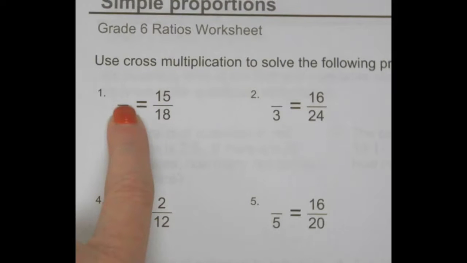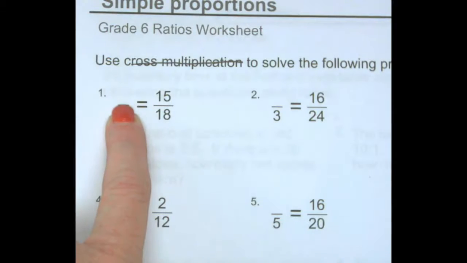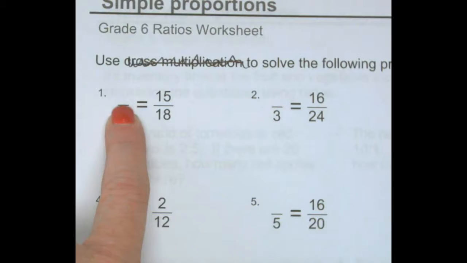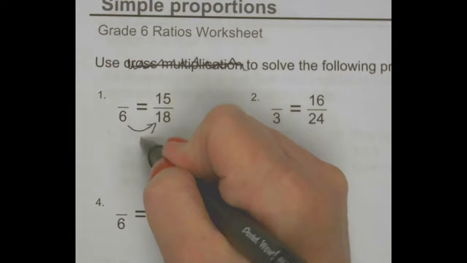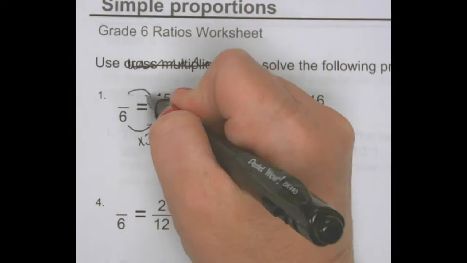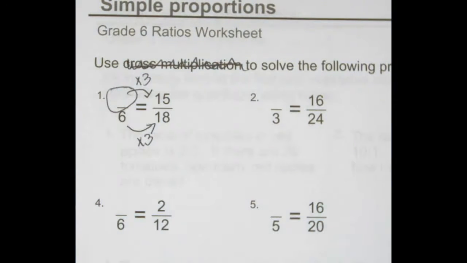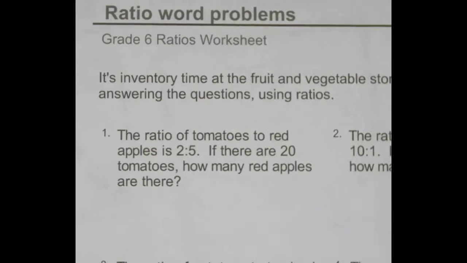Fill in the missing. Do not use cross multiplication. You solve the proportion. Times 3. So what times 3? Real simple. Those are the 3 things that you must complete today.